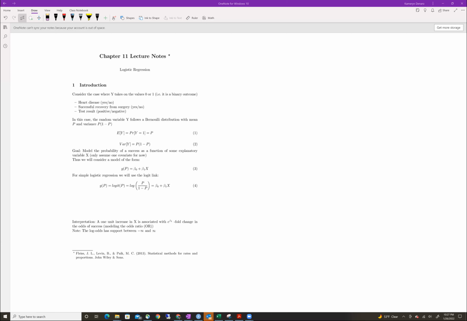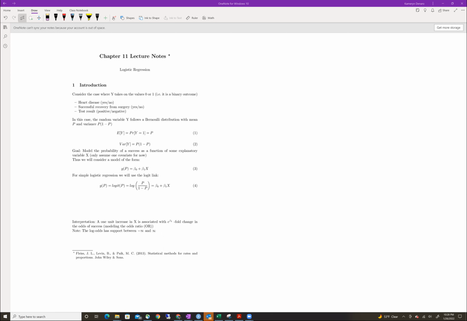Another example is if you take a diagnostic test and it turns out to be positive or negative. So in this case, our random variable y is said to follow a Bernoulli distribution with a mean p and variance p times 1 minus p. Overall, our goal is going to be to model that probability of success as a function of some explanatory variable x. For right now, we're only going to assume that we have one covariate.